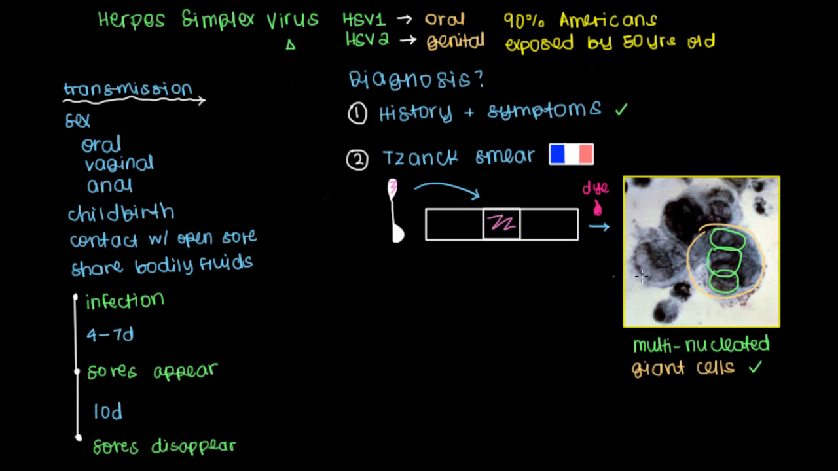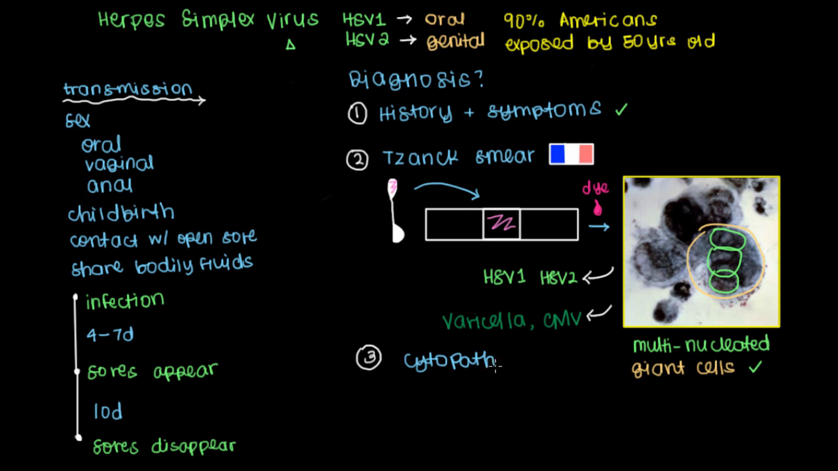But the problem is this Tzanck smear is suggestive of a couple other things as well. In addition to being positive for HSV1 and HSV2, this can also be found with cytomegalovirus, or even with varicella, or herpes zoster, which is another type of virus altogether. Which is why this test isn't as commonly done, because usually a history and symptoms can be suggestive of herpes by itself.